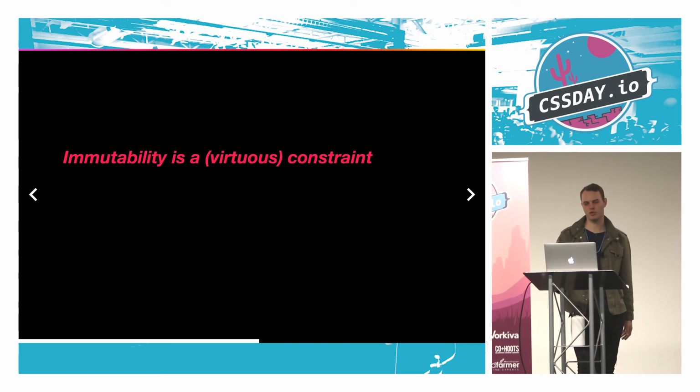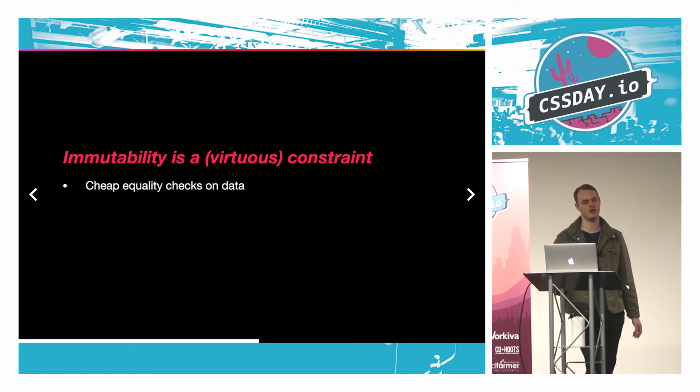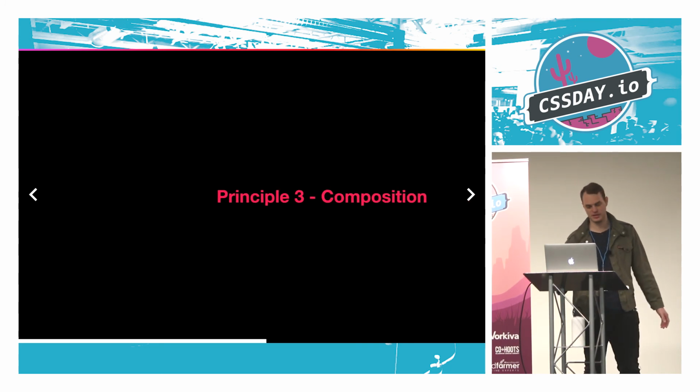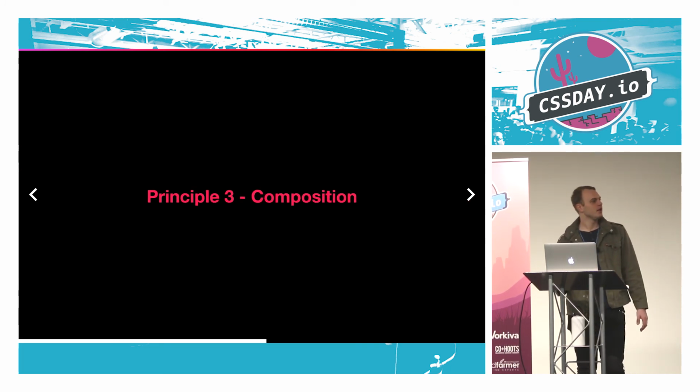So in functional programming, this allows us to do cheap equality checks on data. We know we don't have to do a deep equality check. And so it's really performant to do equality checks. It helps our data stay in sync with the UI. And it's easier to persist. So yeah, that's looking at immutability.